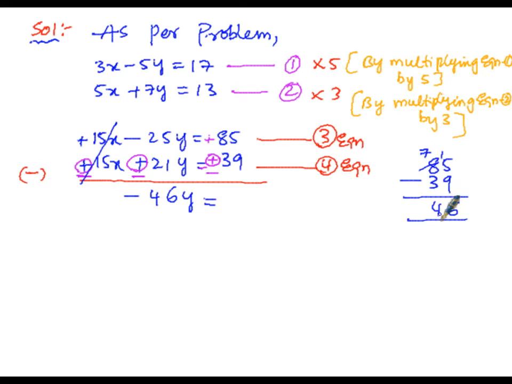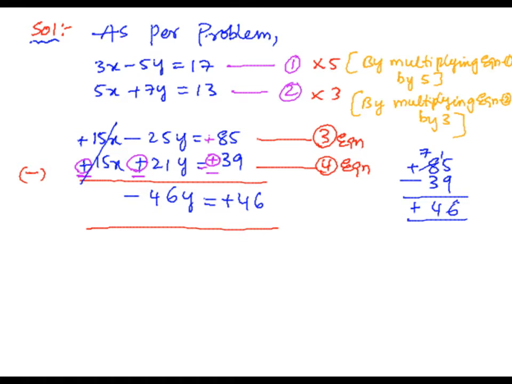So here to assess the sign, 85 is positive and 39 is negative. To assess the sign of 46, 85 is greater than 39. 85 is positive, so we will be getting the sign as positive. So we will be getting plus 46 as per this step. So in this manner I got minus 46y equals plus 46.